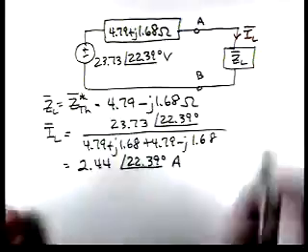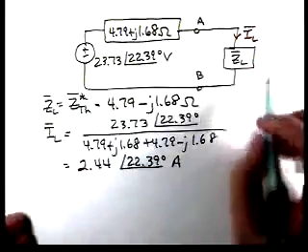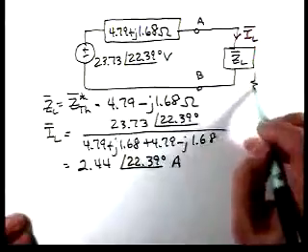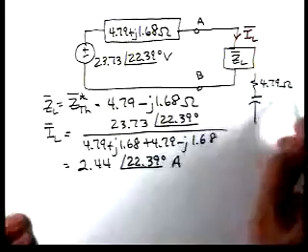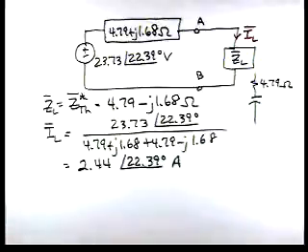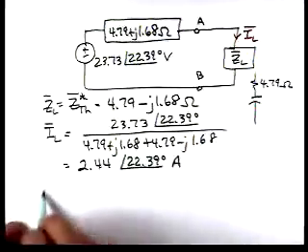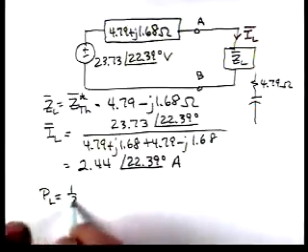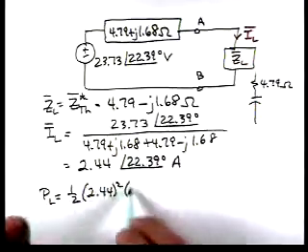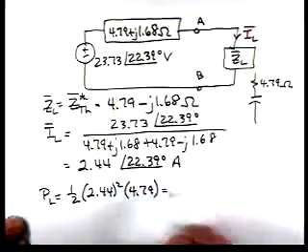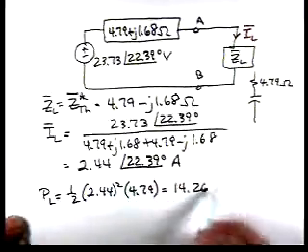Now, this load is composed of a resistor and a capacitor, and that resistance is 4.79. So the load power is the power dissipated in that resistor. So P sub L is 1/2 times 2.44 squared times 4.79, which is 14.26 watts.